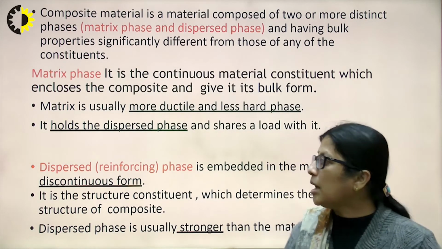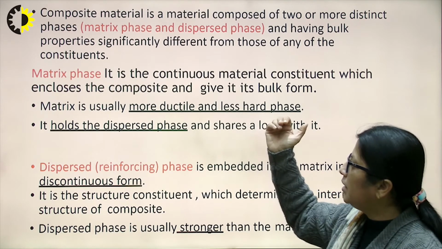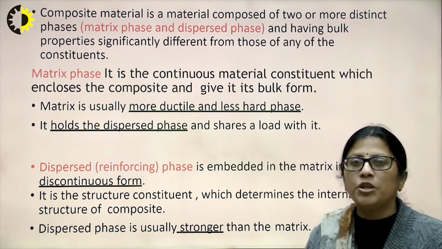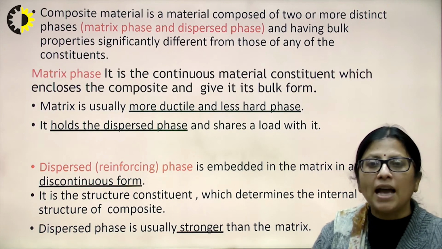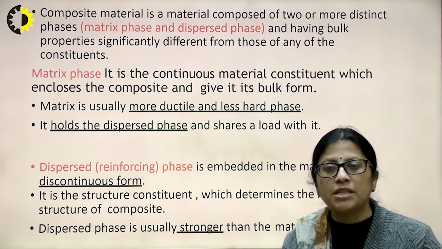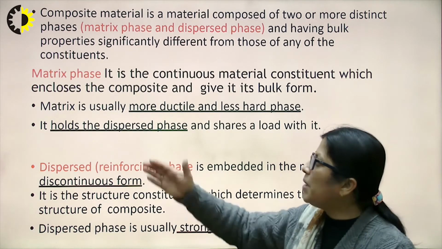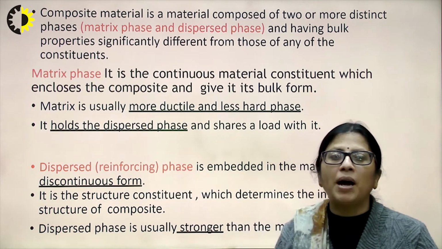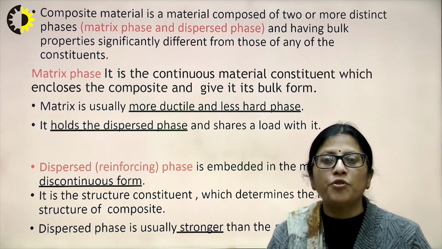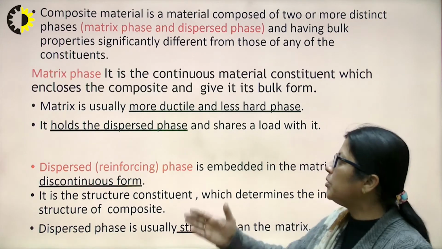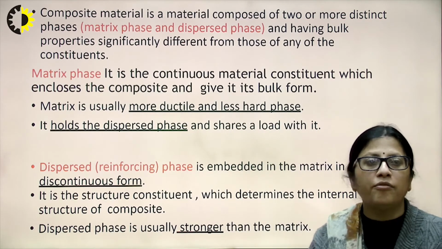Now, coming first to the matrix phase. This matrix phase is a continuous constituent material and it encloses the composite and gives it its bulk form. So as I have already said, this matrix phase is going to bind the disperse or the reinforcing phase, and it will act as a binding material and give it the bulk form.